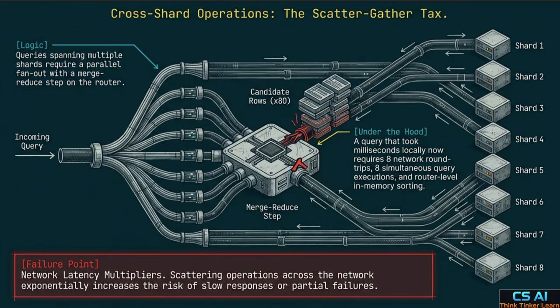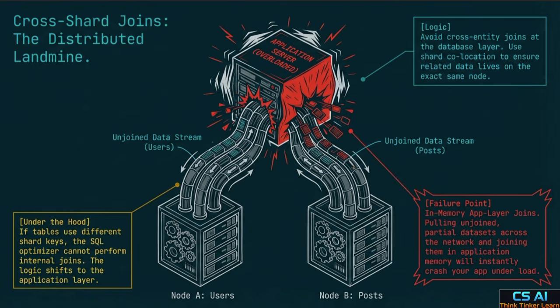Under the hood, a query that took milliseconds locally now requires 8 network round trips, 8 simultaneous query executions, and router-level in-memory sorting. This leads to a failure point: network latency multipliers. Scattering operations across the network exponentially increases the risk of slow responses or partial failures, highlighting the hidden cost of distributed queries. A particularly dangerous scenario is the cross-shard join, the distributed landmine.